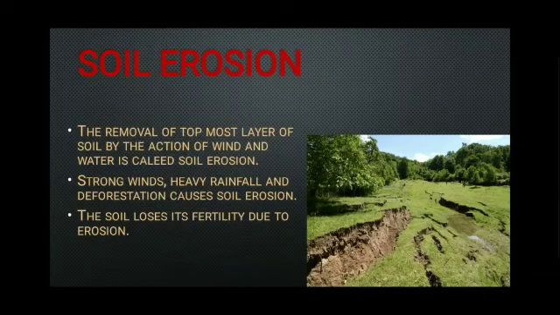Now let me define the term soil erosion. The removal of the topmost layer of soil by the action of wind and water is called soil erosion. Strong winds, heavy rainfall, and deforestation cause this soil erosion. The soil loses its fertility due to this erosion.